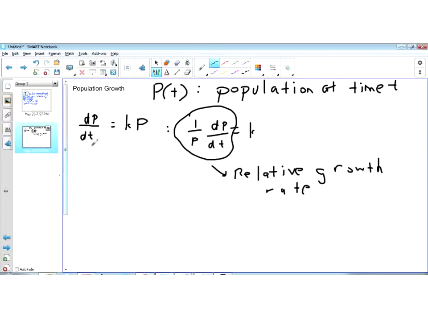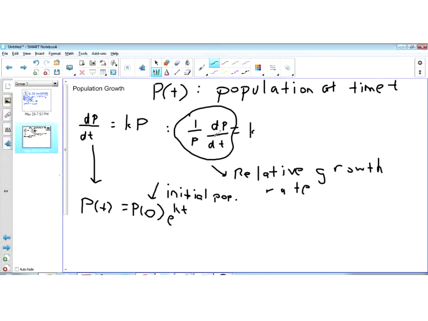We may on occasion be asked to solve for this. Solving this differential equation, we have a formula for the population at time t. It's an exponential equation. The population at time t is given as the initial population, the population at t equals 0, times the exponential function e to the kt, where k has to be determined from your growth rate.